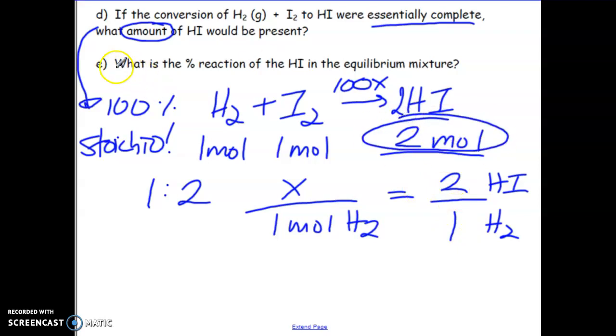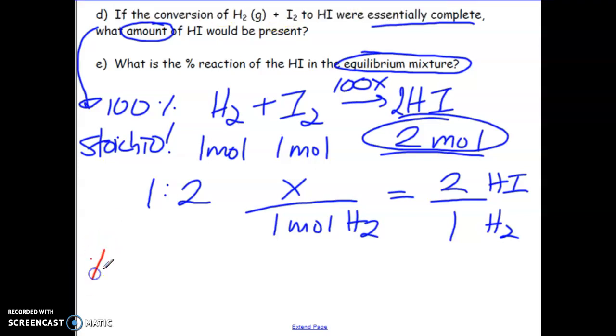Okay, so now this will lead us into the last part here. What is the percent reaction of the HI in the equilibrium mixture? So meaning what they want to know is essentially what is the percent yield. So we looked at this already in this chapter.